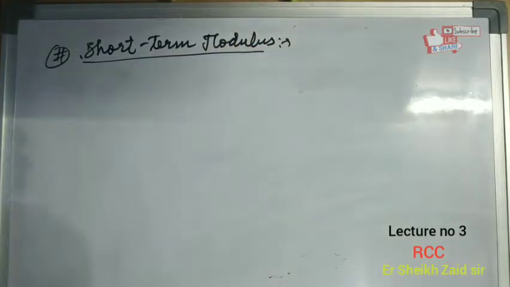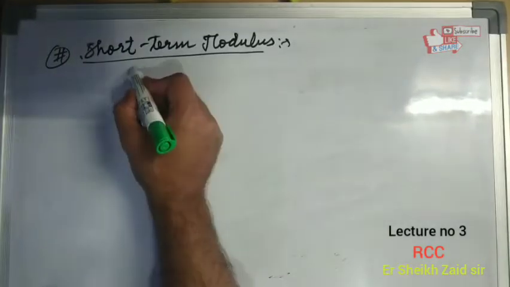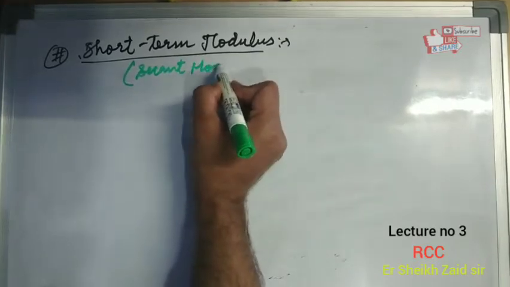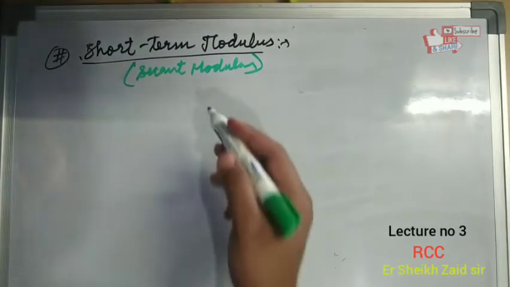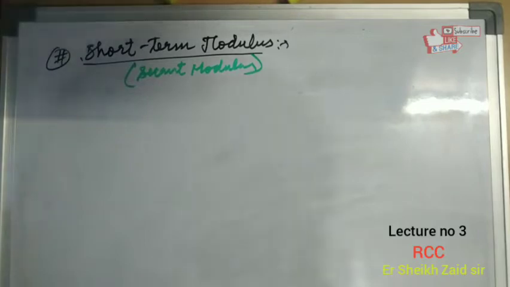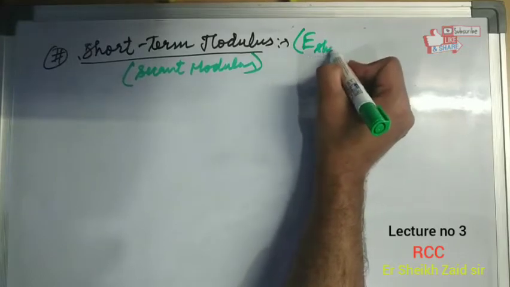So what do you mean by short term? See, I recently discussed secant modulus. So this is another name of secant modulus, you can say. So in this type of modulus of concrete, no effect of creep is being taken. So you can write it as E short.